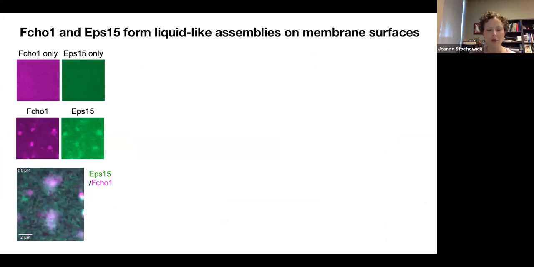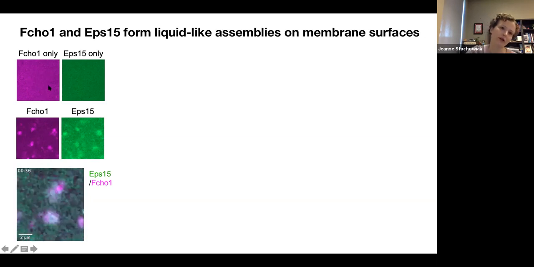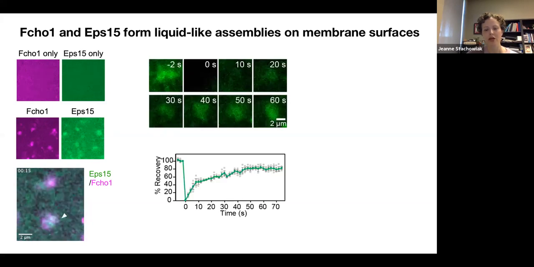So then giant vesicles are nice because you can see these large domains, but they make it harder to really monitor what's going on in the membrane surface. So we also do these experiments on flat membranes supported by layers. And again, on supported by layers, no assemblies without adding both proteins. But when you do add both proteins, you see these assemblies. And when the assemblies bump into each other, they'll fuse together, indicating some sort of a dynamic behavior. You can also frap them and they'll recover.